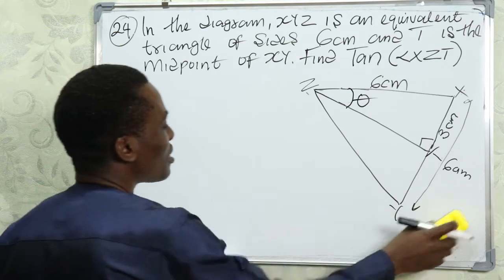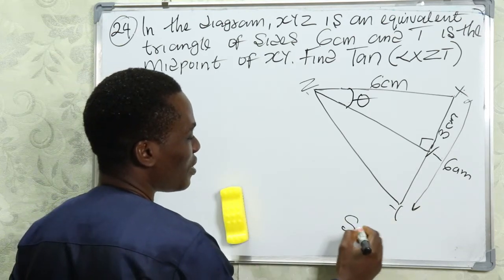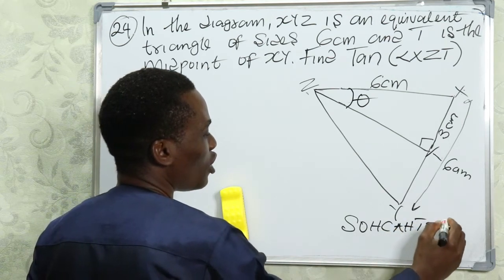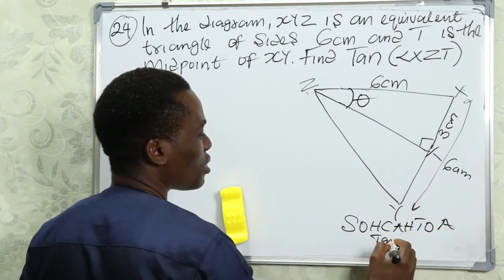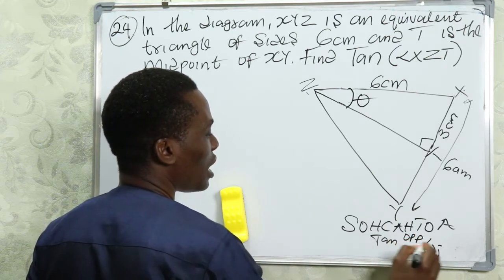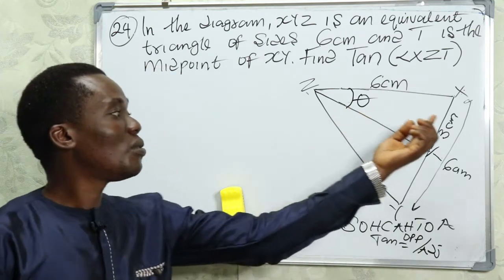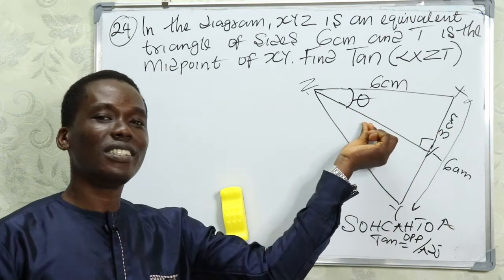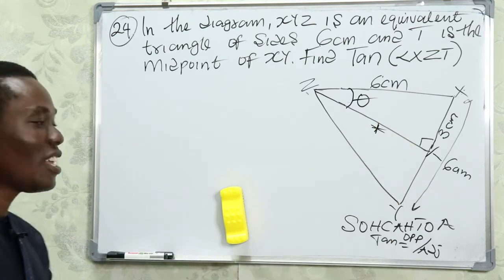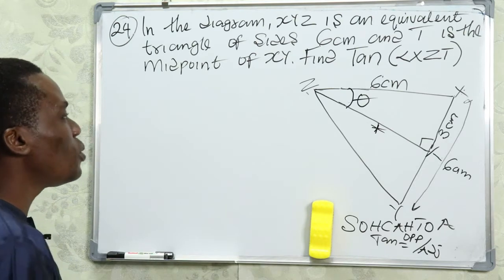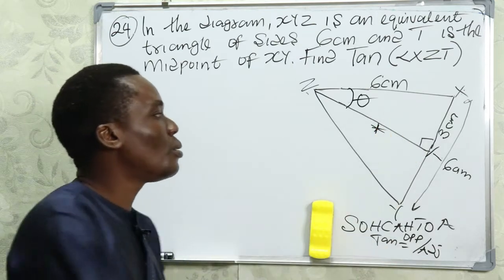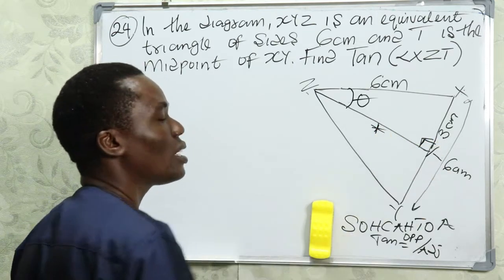And if you are looking for the tan, remember your SOH CAH TOA. In your SOH CAH TOA, tan is what? Tan is the opposite over the adjacent. Now, the opposite of this angle is 3. The adjacent is this side. So that means we need to look for this side. Now, for us to look for this side, we will use no other method than the Pythagoras theorem. Since this is a right angle triangle, we use the Pythagoras theorem.